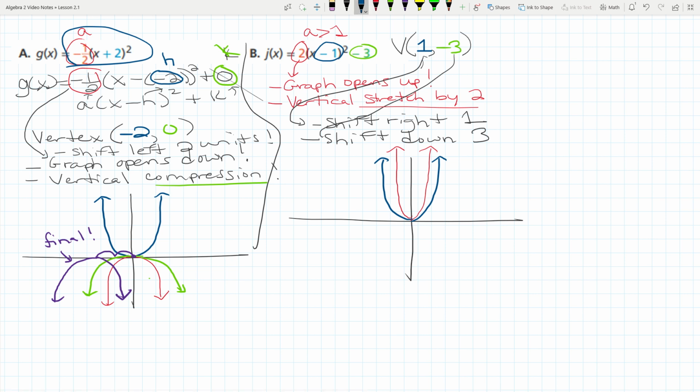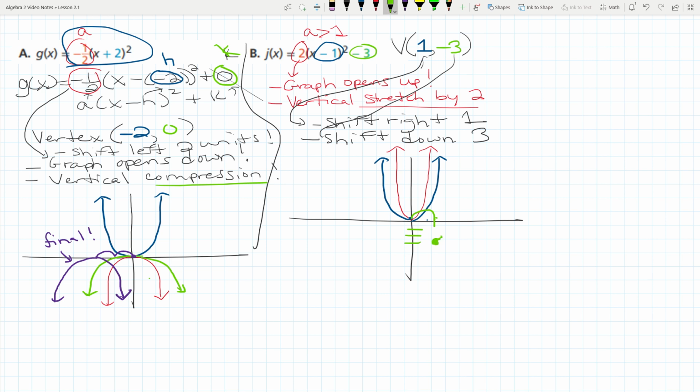Next, we want to shift to the right 1 and then down 3. So we're going to shift right 1 and then down 3. Let me do this in a different color. So shift right 1 and then let's say we're going down 3. 1, 2, 3. In that case, this will be my new vertex.